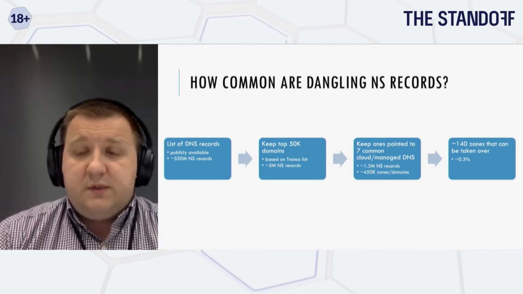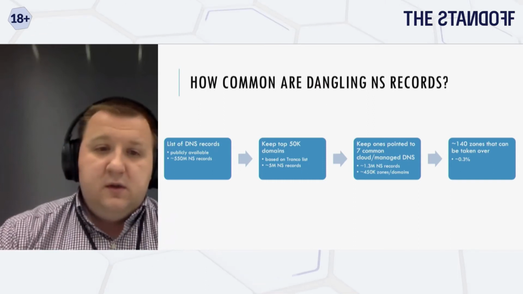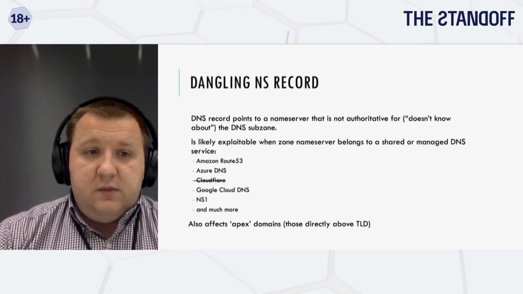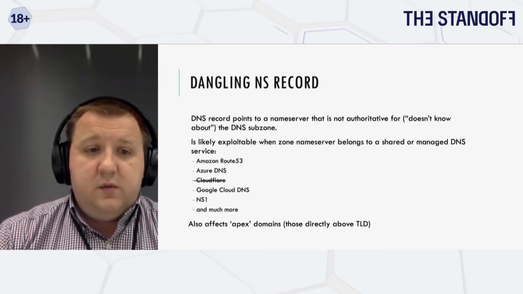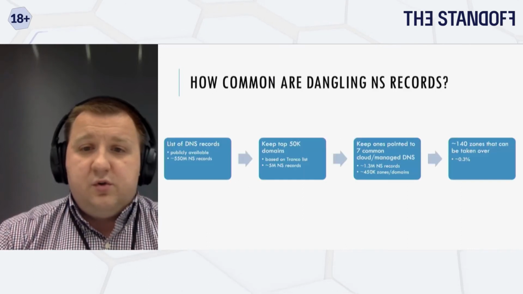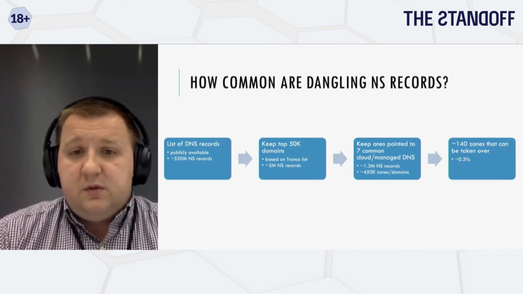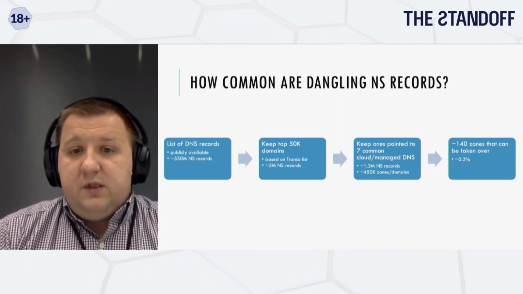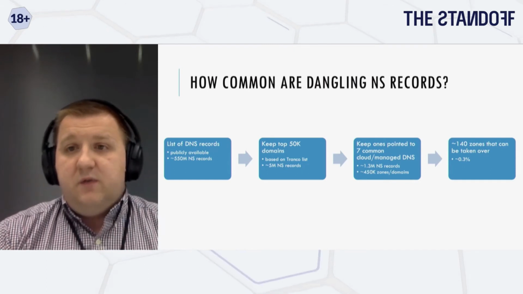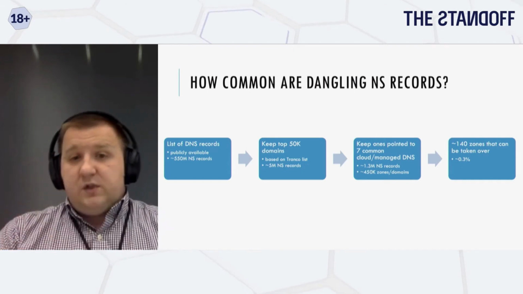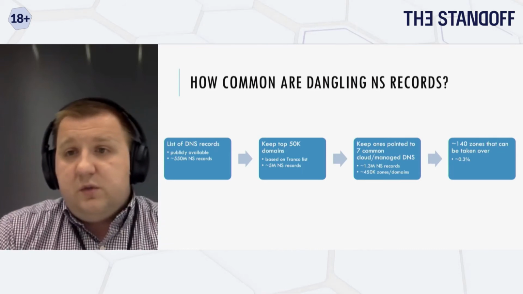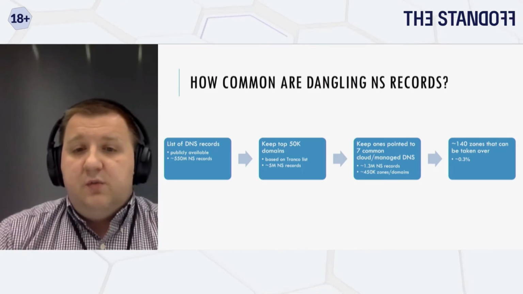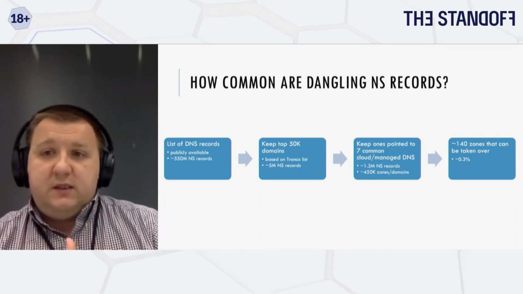I decided to keep only those that pointed to the 7 most common cloud or managed DNSs. Guys like Amazon, Azure, NS1, Google, Alcan Electric, and something else. I don't really remember what it was. In the shortlist, I had 1.3 million NS records. That is roughly 450,000 zones or domains.